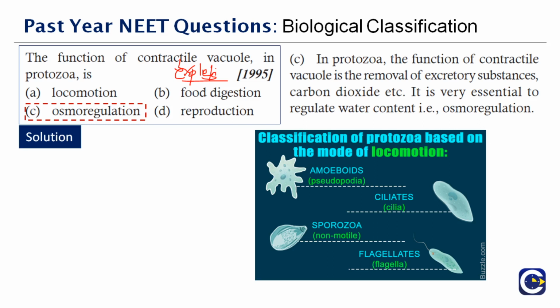So the classification of the protozoans based upon the mode of locomotion I've given to your right side. We have amoeboids, which have the presence of pseudopodia, called false legs. Then you have ciliates, which have the presence of cilia in their body. Sporozoans are usually non-motile and their mode of reproduction is through spores, and flagellates have the presence of flagella, which help in locomotion.